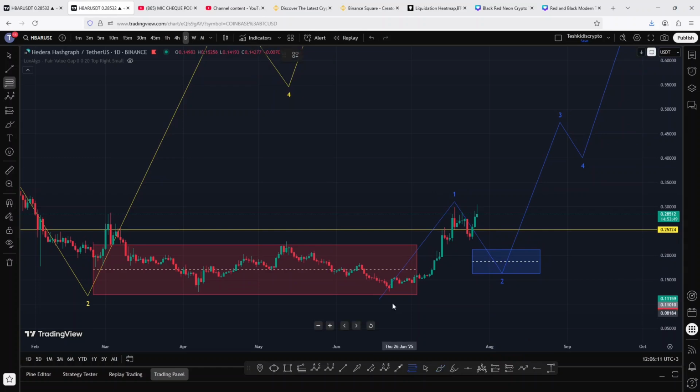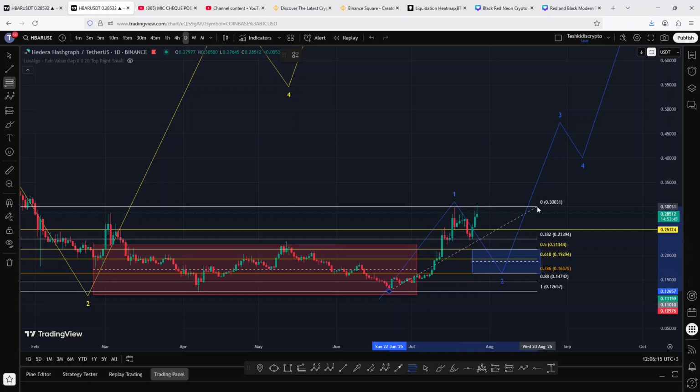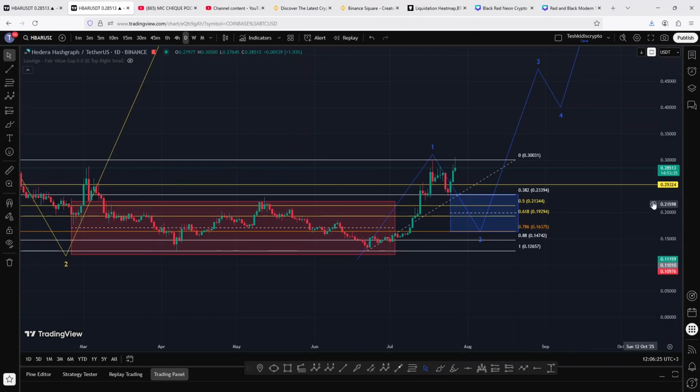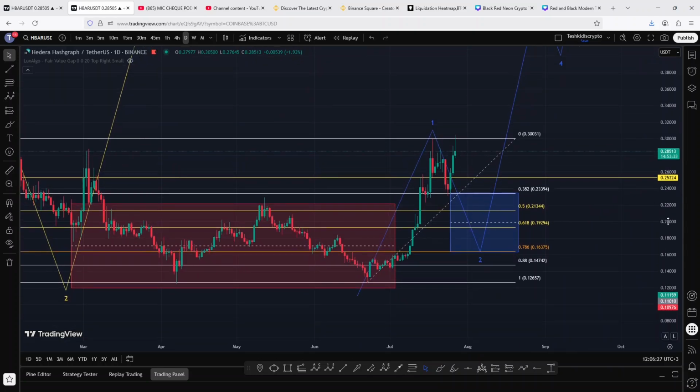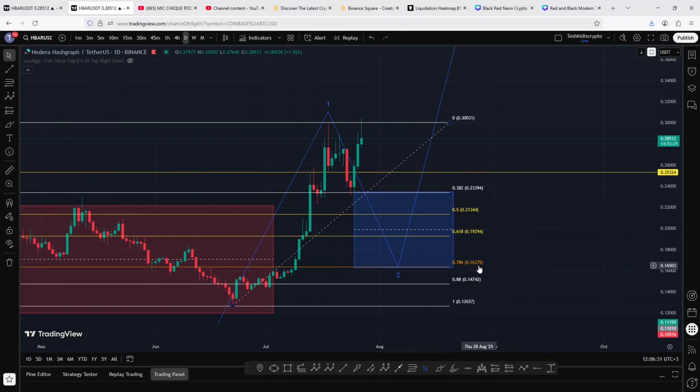from the lows we made in the formation of that first wave to the highs we made in the formation of that first wave. And on sorting, the area that I am paying attention to lies between the fib level 0.382 and the fib level 0.78, and that is between the 0.23394 and the 0.16375, which is that blue target area.